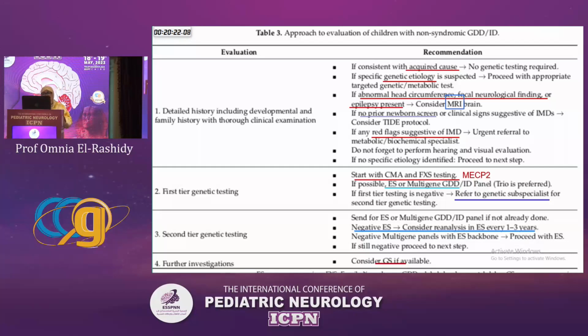Do the whole exome every 1 to 3 years. I was about to fall down when I heard this. We don't have money for all that. Why? Because you can do whole exome in one country and one lab, and it gives another result in another lab or another country. So it's not the same.